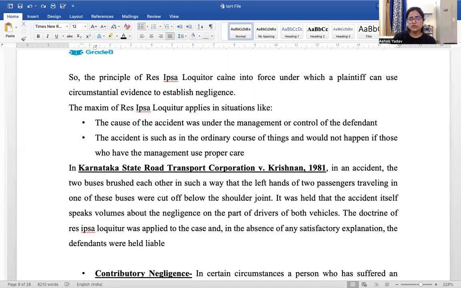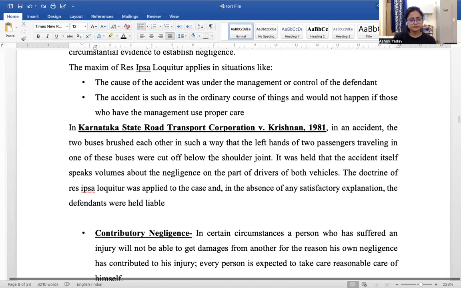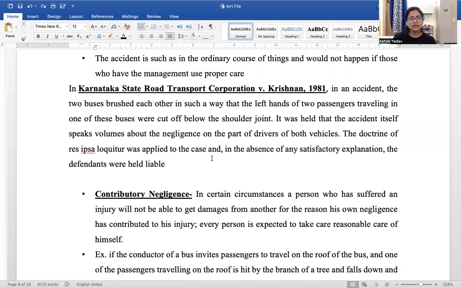So the principle of res ipsa loquitur came into force, under which the plaintiff can use circumstantial evidence to establish negligence. The maxim of res ipsa loquitur applies in situations where the cause of the accident was under the management or control of the defendant, and the accident is such as in the ordinary course of things would not happen if those who have the management use proper care. So there's a case related to this.